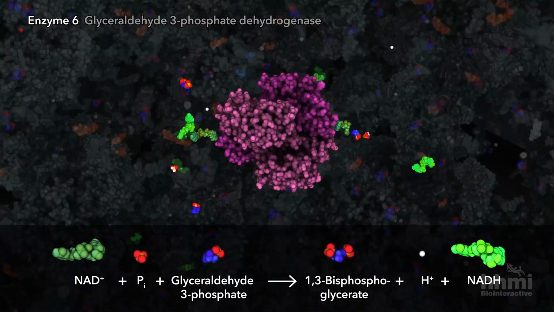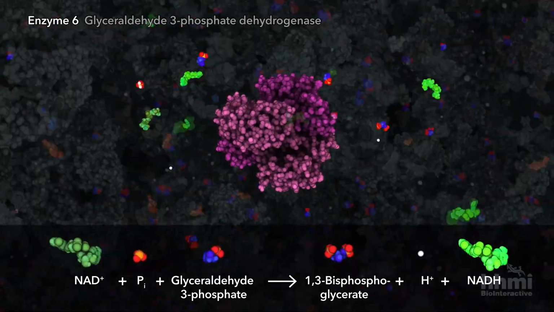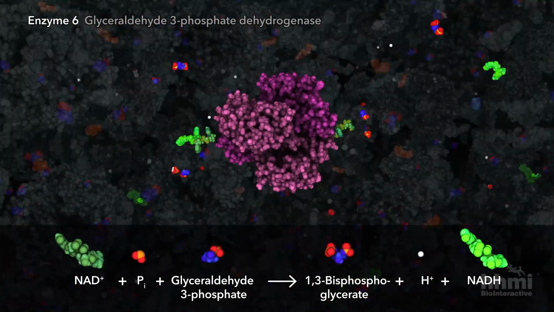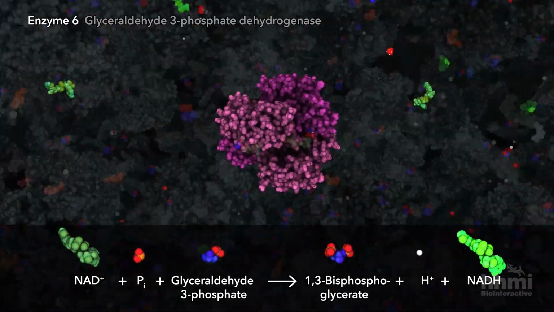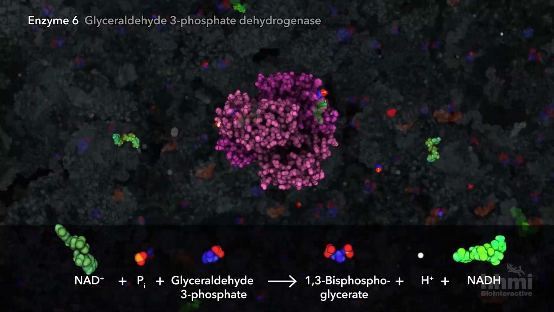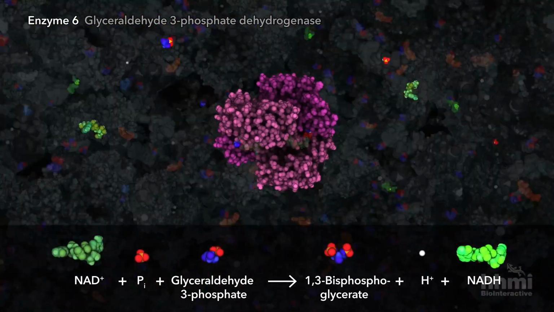The 6th enzyme adds a second phosphate to glyceraldehyde 3-phosphate, creating 1,3-bisphosphoglycerate, while 2 electrons are transferred to NAD+, which is reduced to NADH.